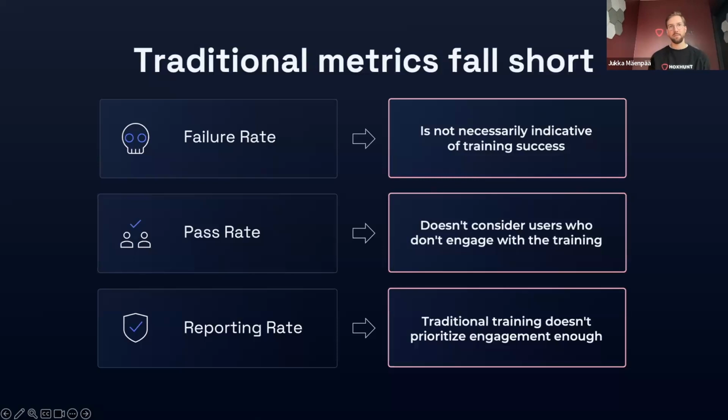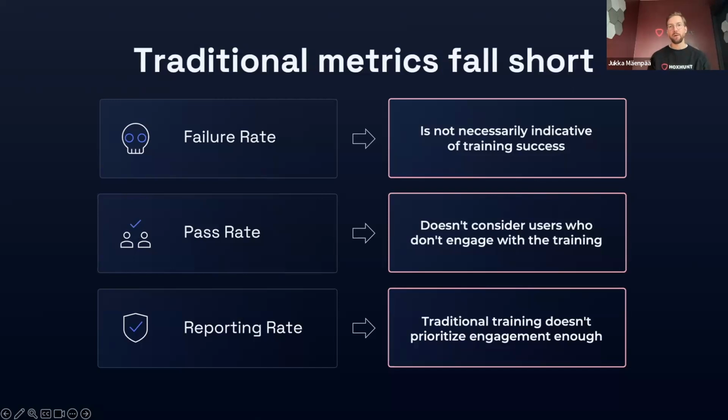Then we have the pass rate. The way it falls short is it doesn't really consider users who don't engage with the training. So we know that they didn't fail, but why? Did they ignore that email because they don't have time? Were they out of office? Did they just think, oh, I'm going to return to that email later on? We don't know how these people would necessarily act when they're faced with a real attack or another simulation of the same nature and difficulty. So we lose the insight into how these people actually fare with real social engineering attacks.